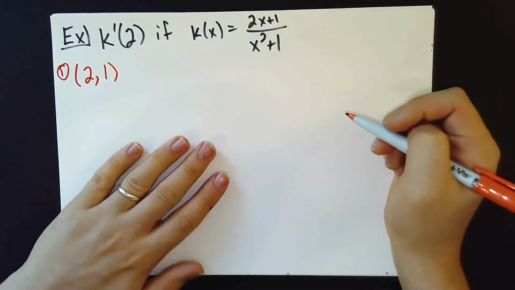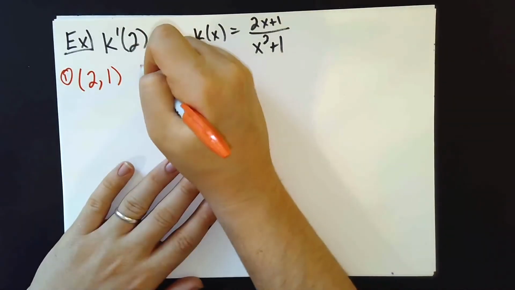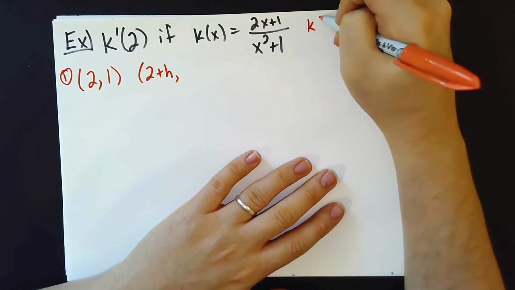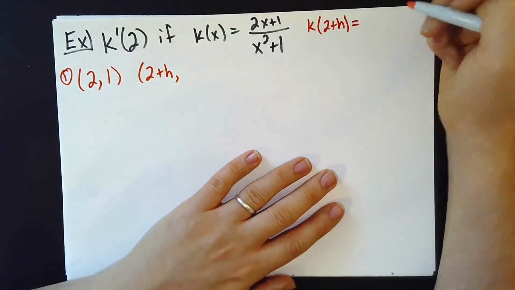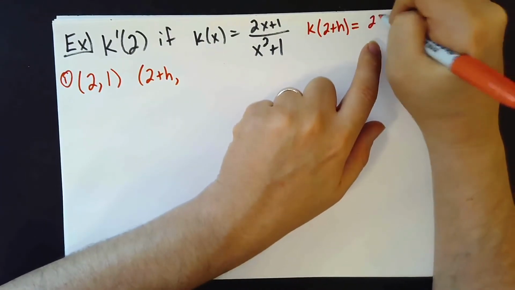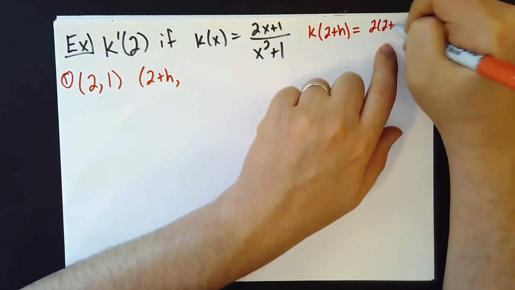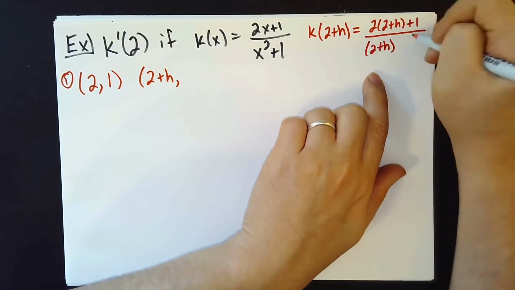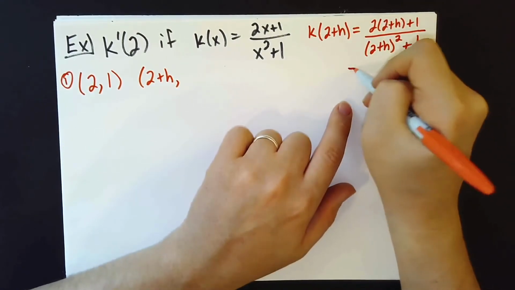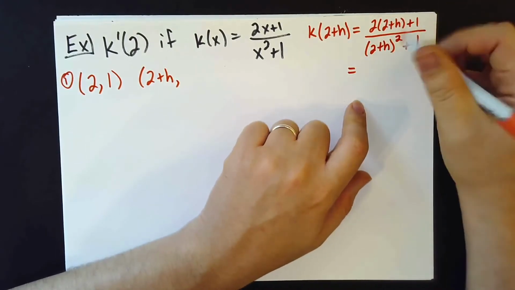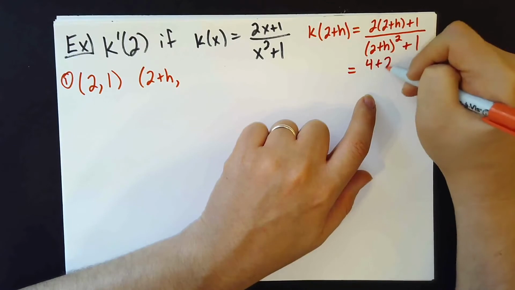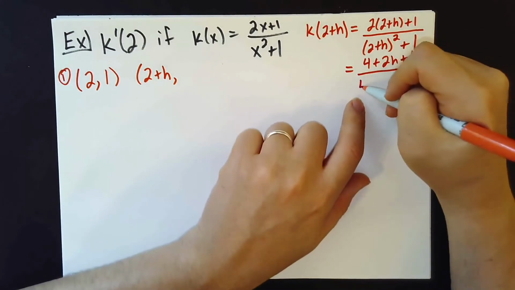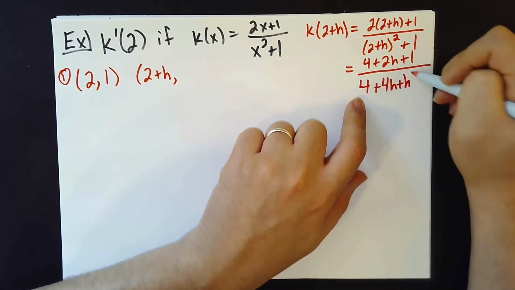Okay, that was nice. Then 2 plus h, comma, and then let's calculate this over here. K of 2 plus h is going to be 2 times 2 plus h plus 1 divided by 2 plus h squared plus 1. Okay, which is going to be 4 plus 2h plus 1 divided by 4 plus 4h plus h squared plus 1.